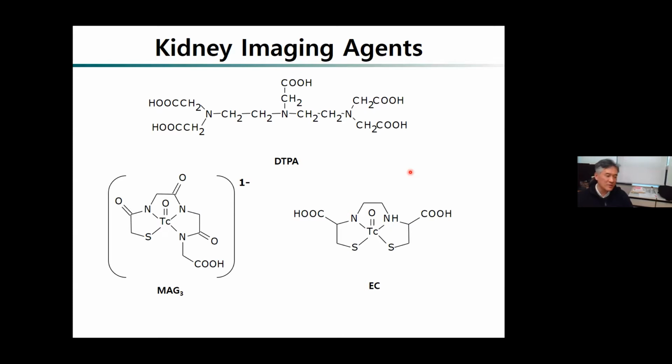Another application is kidney imaging with technetium DTPA or technetium mercury. As I mentioned last week, technetium labeled negatively charged compounds can visualize the kidney because the kidney excretion rate is very high compared to any other compound. So technetium DTPA and technetium mercury are the major radiopharmaceuticals used for kidney imaging.